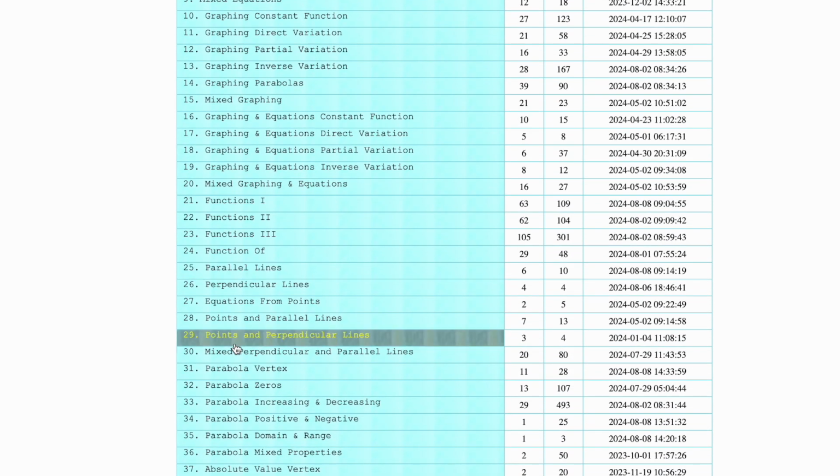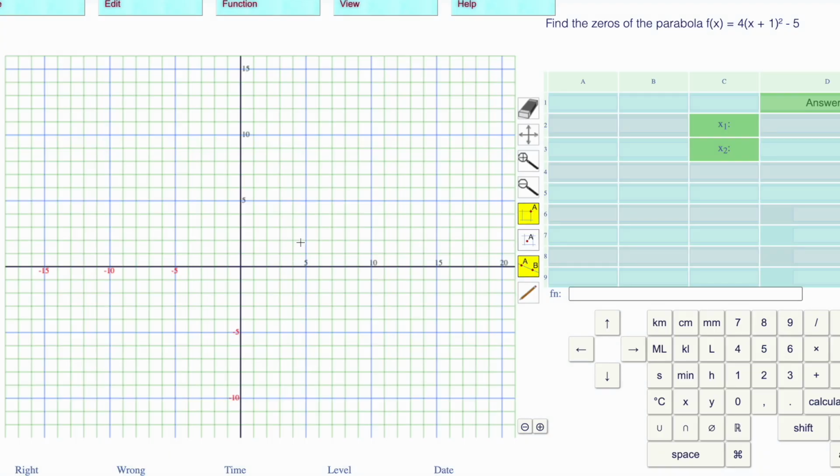Let's move on to level 32, the parabola zeros. Now, the zeros are where it crosses the x-axis. I want to find my h and k. h is -1, and k is going to be -5. I'm just going to plug this -1 into this equation and see that we get -5 as an answer.